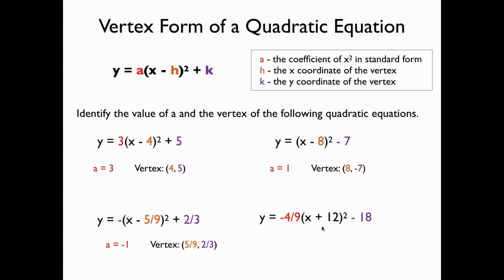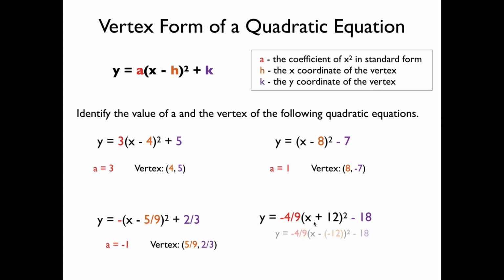And then last but not least, we have this equation. Now, if you notice, there's something different about this vertex form. Here we had x minus something. Here we had x minus something. Here we had x minus something. This does not have an x minus something. All right, so there's two ways of looking at this.